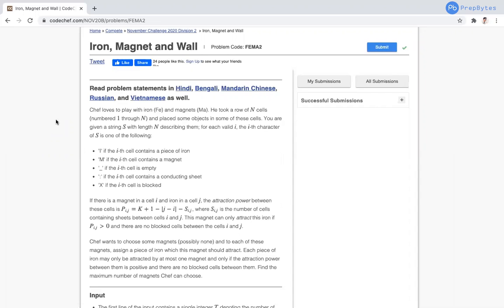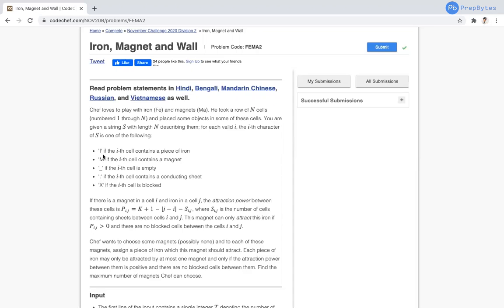Okay, let's read the question. Chef loves to play with iron and magnets. He took a row of n cells and placed some objects in some of these cells. You are given a string S of length n, where each ith character of S is one of the following. Basically, the character will be I, M, dash, colon (sheet), or X.